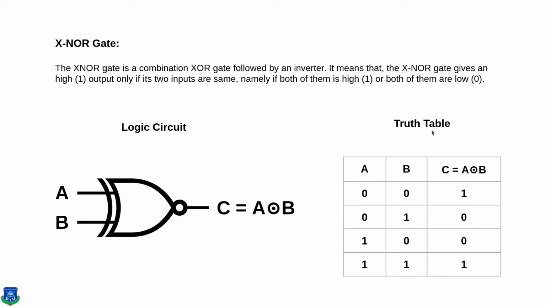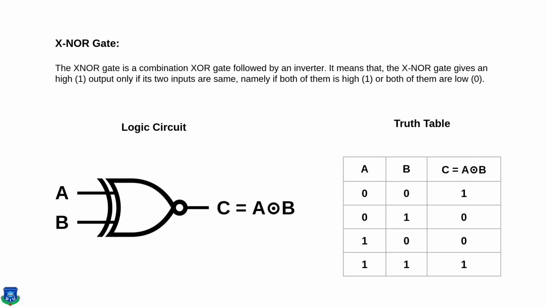Now, if we look at the truth table, we can see that when the inputs are same, the output is high. But when the inputs are not same, the output is low. The XNOR logic gates are used in error detection circuits as well, which are to detect odd parity or even parity bits in digital data transmission circuits.